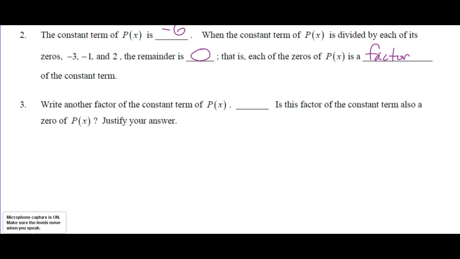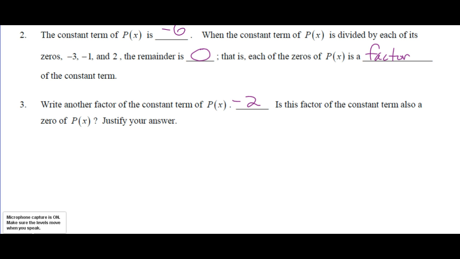Write another factor of the constant term of p of x. So what's another factor of negative 6? Negative 2. Is this factor of the constant term also a 0 of p of x? Justify your answer. So how would we do that? You have two choices. Is it a 0? You can either evaluate or you can divide, right?